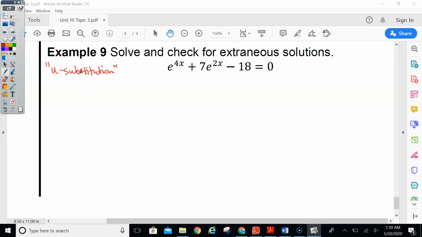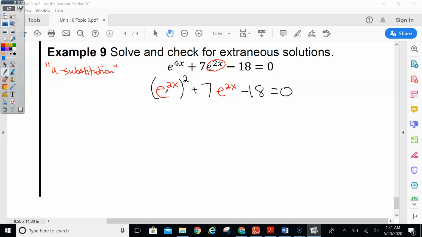And you're going to use this in calculus when you use the chain rule. So before we start substituting, we're going to rewrite this stuff. We can rewrite e to the 4x as e to the 2x squared. So 2 times 2 is the 4, and then the x stays. Plus 7, and here we have another e to the 2x. And minus 18 equals 0.